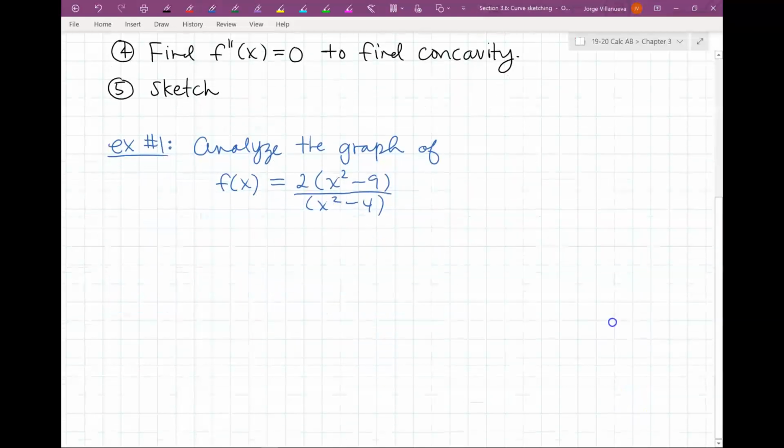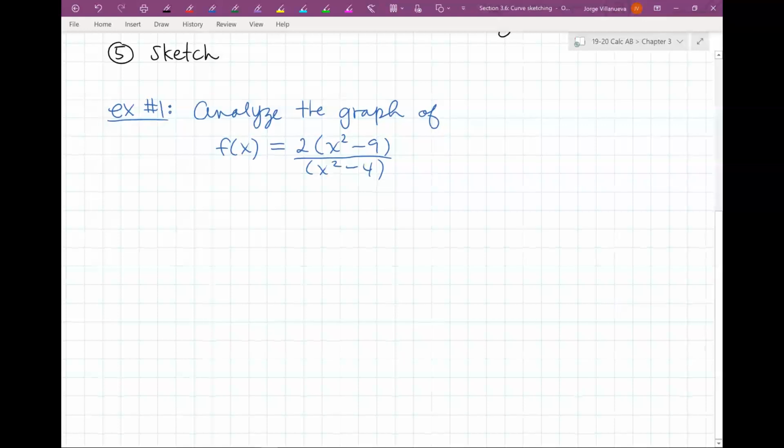A couple things you can figure out here. The domain and range part from step one isn't always the most necessary thing to do. You don't have to figure that out if you don't want to, but you do have to figure out your x and y intercepts. So to find them, let me put here x-intercept, y-intercept.